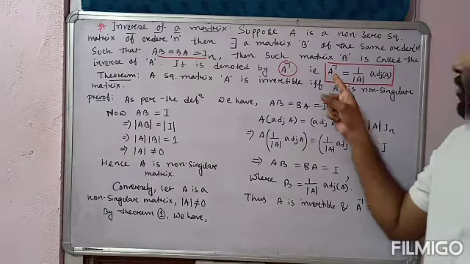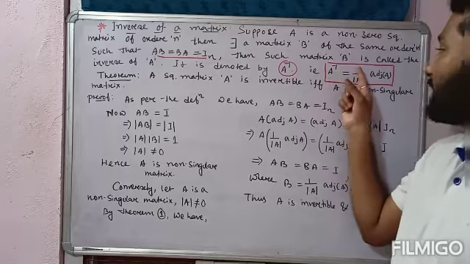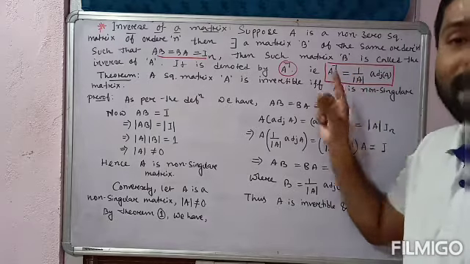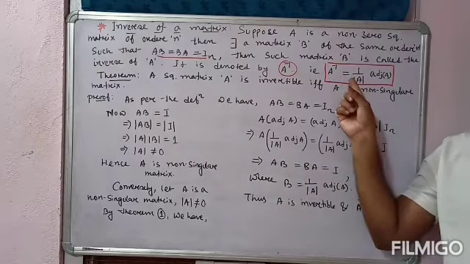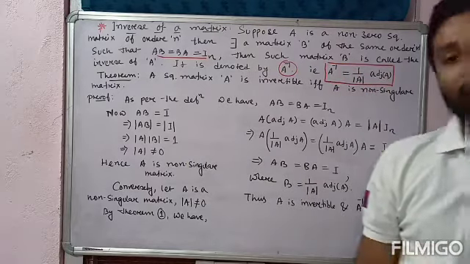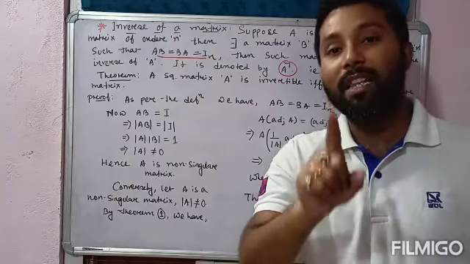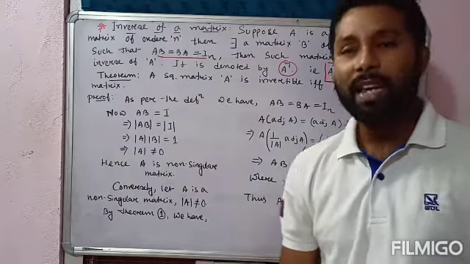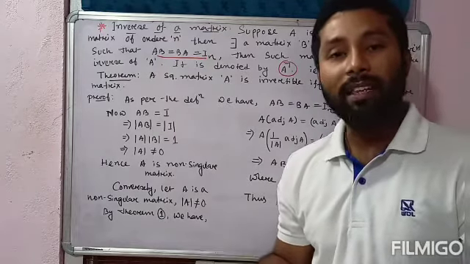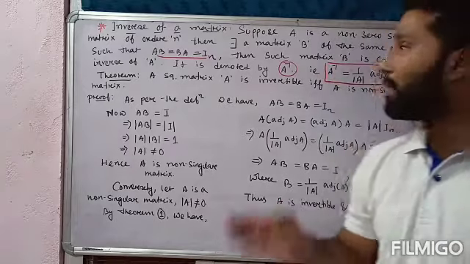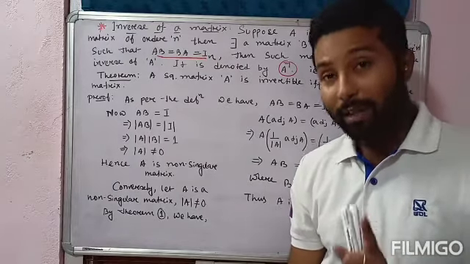Okay, so to calculate the inverse of any matrix, the formula is A inverse equal to 1 by determinant of A into adjoint of A. But determinant of A must be not equal to 0. Why? If determinant of A is 0, then A inverse does not exist, because 1 by 0 is undefined only, na? So always remember this.